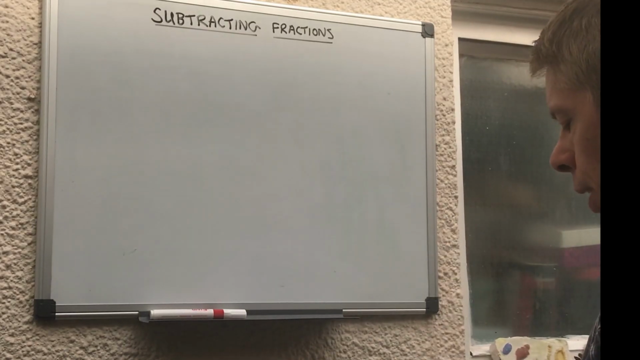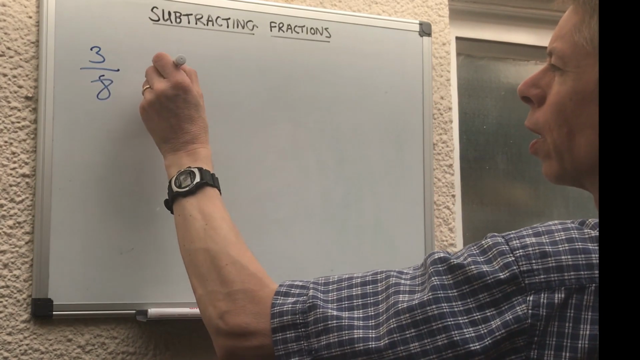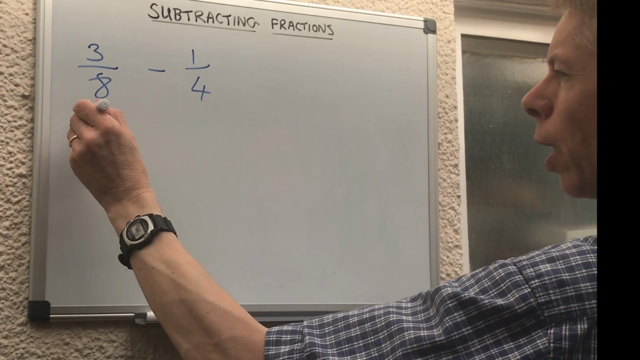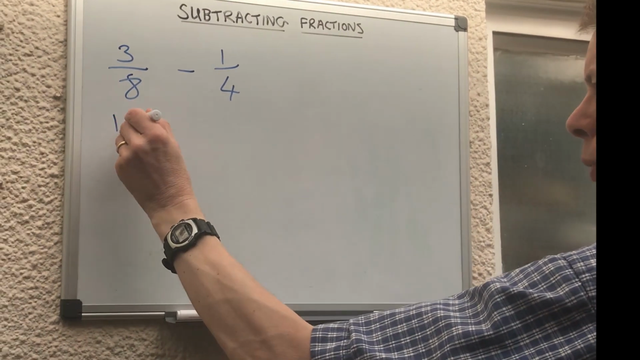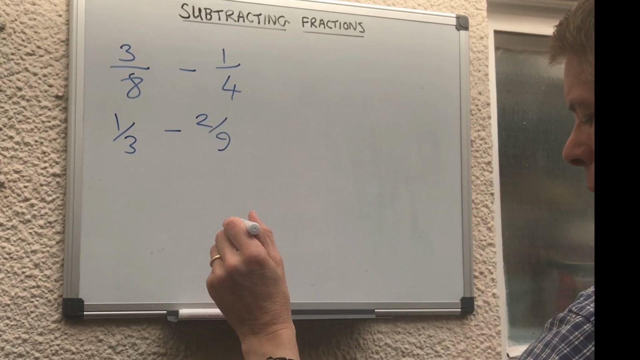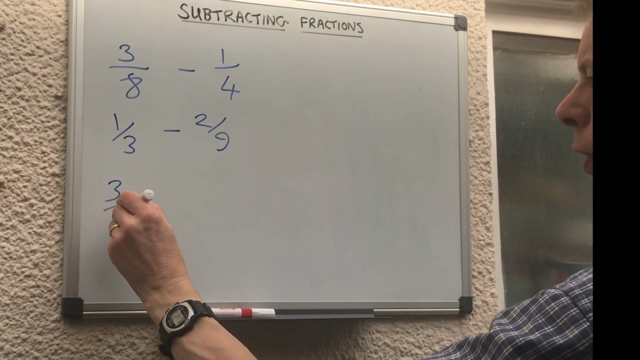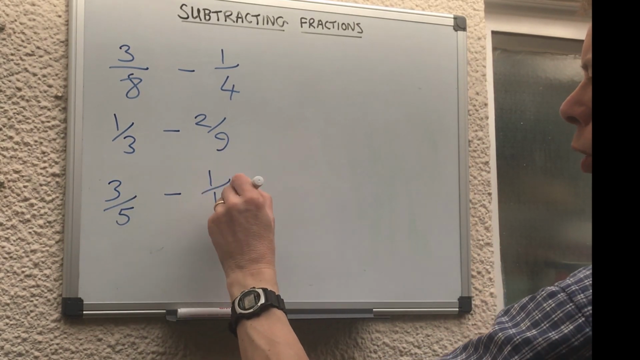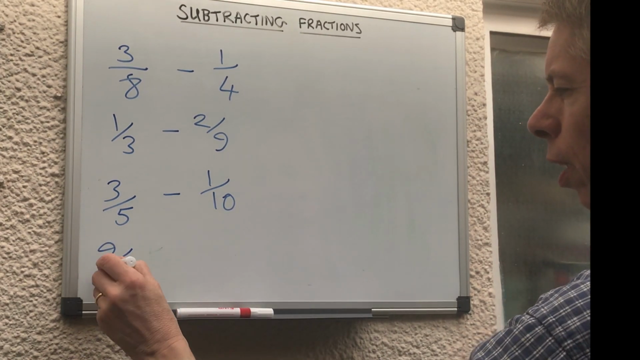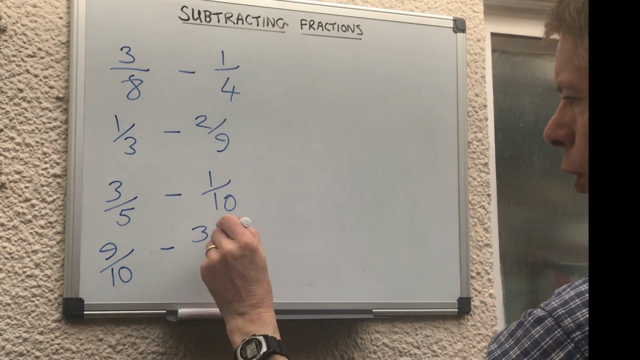So let's write them up then. So first question is 3/8 take away 1/4. Question 2 is 1/3 take away 2/9. Third question is 3/5 take away 1/10. And the last question is 9/10 take away 3/5.